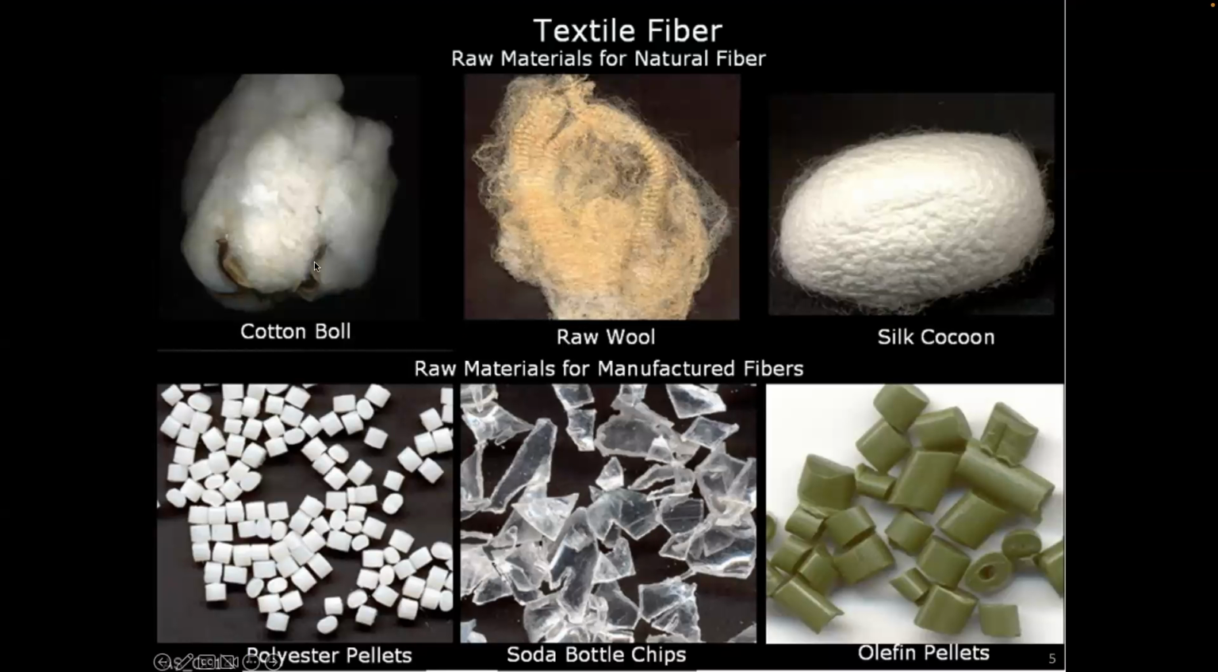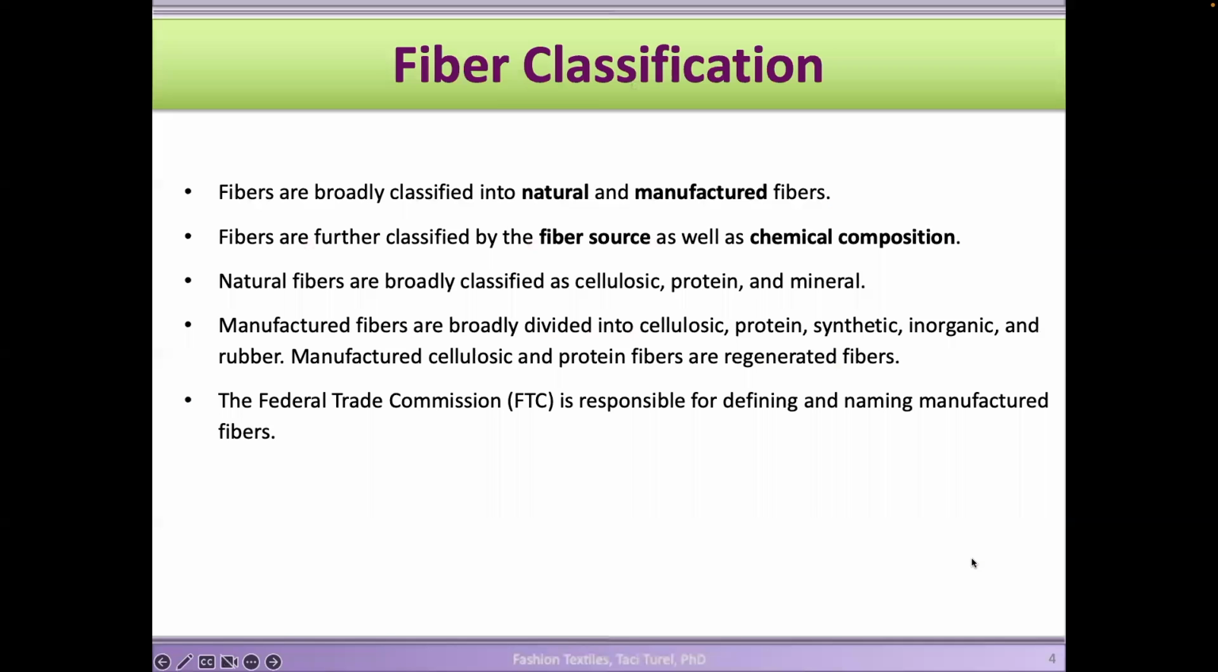These are some more examples. This is a cotton ball, a natural fiber, a raw wool fiber, which is natural, a silk cocoon, which we use to make silk fibers. These are all natural ones. And on the bottom are all the synthetic or manufactured ones, like polyesters, olefins, and so on.